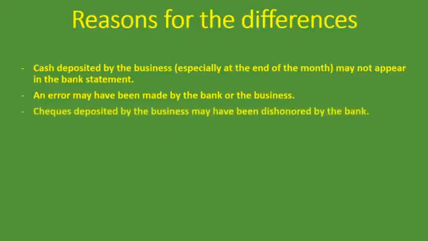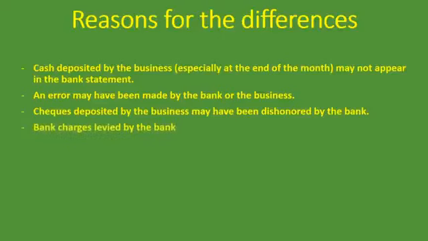Checks deposited by the business may have been dishonored by the bank. So if a business receives a check, maybe from a customer, we would record that on the debit side in our books to say we've received this amount from a customer. Now later on, when we go to the bank and try to deposit the check, the bank may dishonor the check for whatever reason, maybe insufficient funds or whatever the case may be. So there is another reason for differences between the two accounts.